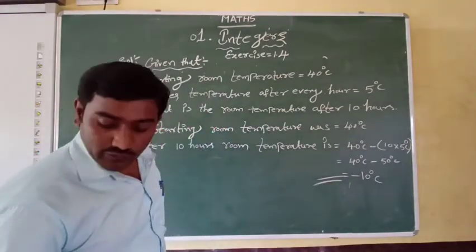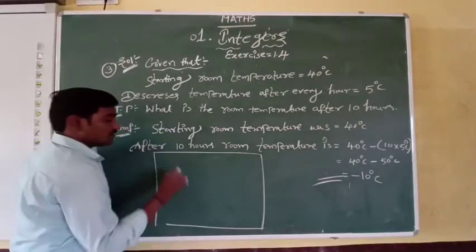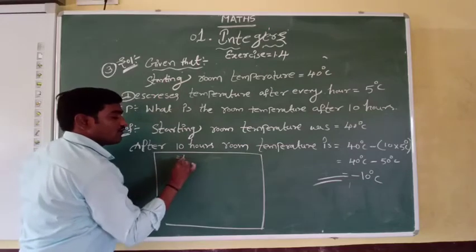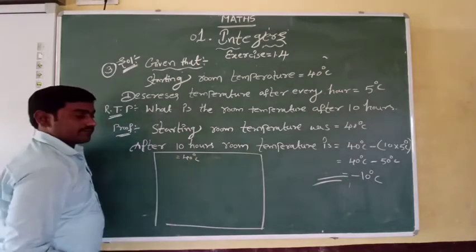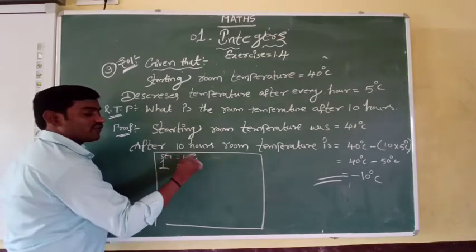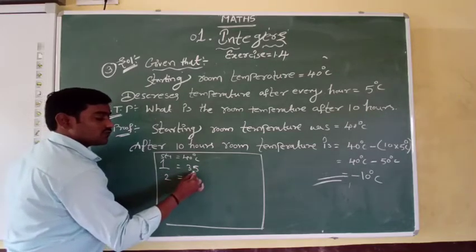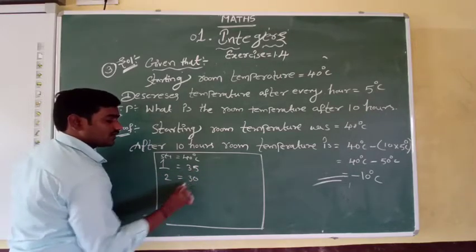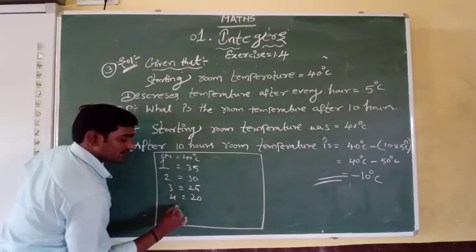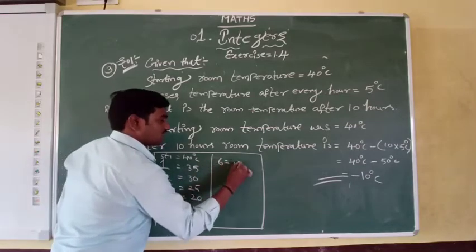So in this way we can do it, or there is one more way you can do it here. At the starting it is 40 degrees centigrade. After 1 hour, 5 degrees centigrade starts decreasing, so 35. After 2 hours, 35 minus 5 again, 30. 3 hours, 25. For 4 hours it is 20. After 5 hours it is 15 degrees centigrade. After 6 hours it is 10 degrees centigrade.